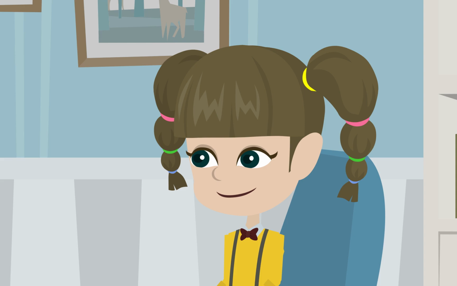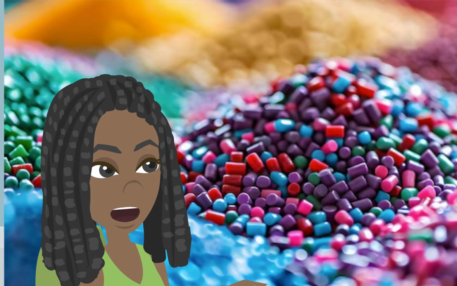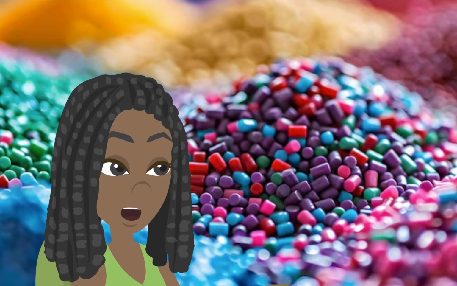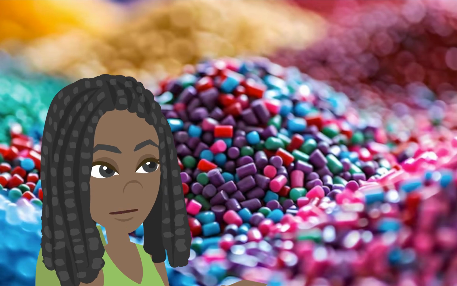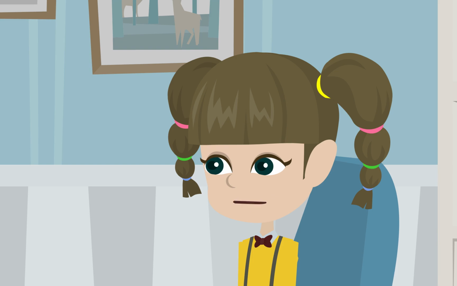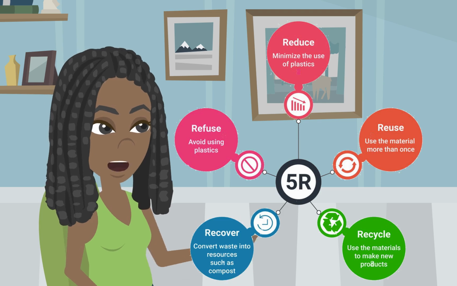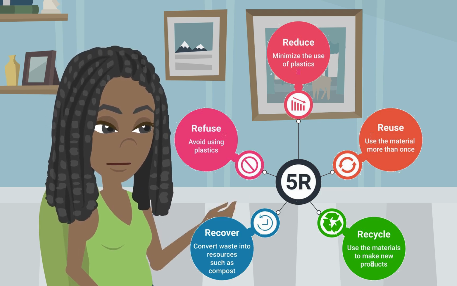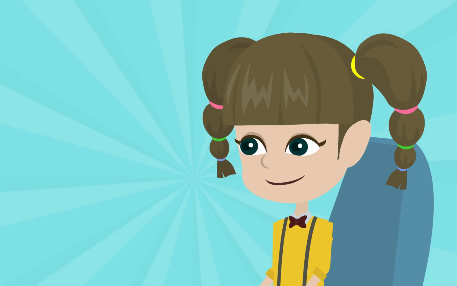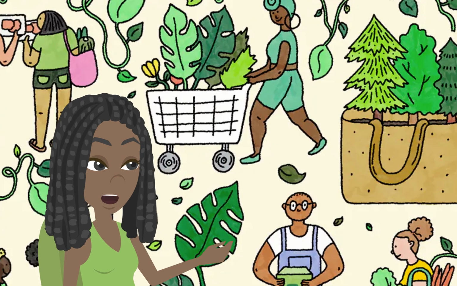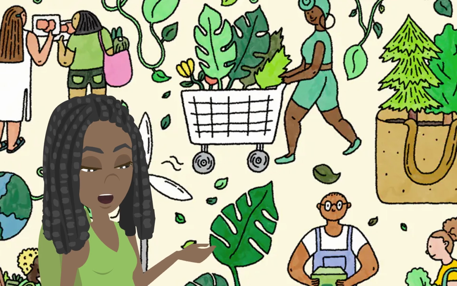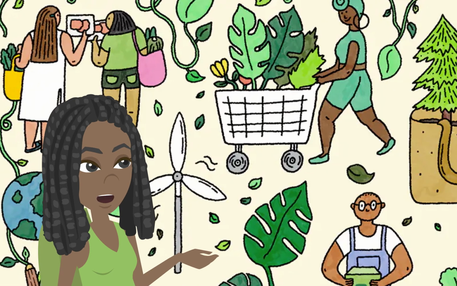Most thermoplastics can be recycled, but during the process, certain coloring agents are added, which limits its usage, especially for storing food. I see. So, what's the best way to handle plastic waste? The best approach is to follow the 5R principle: reduce, reuse, recycle, recover, and refuse. Developing eco-friendly habits can go a long way in reducing plastic waste and protecting the environment.